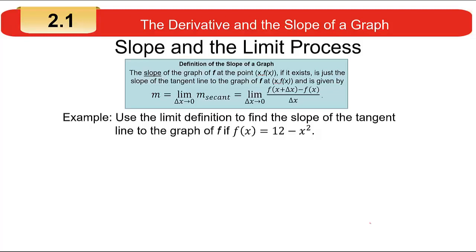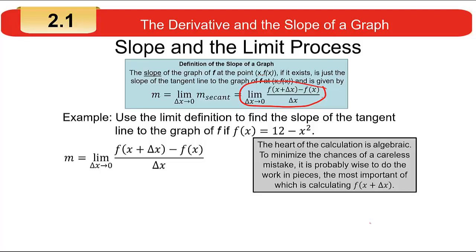So let's take this example. Find the slope of the tangent line to the graph of f of x equals 12 minus x squared. Well, the first thing you have to do is write down the formula. The slope of the tangent line is given by that limit. My suggestion, because of the ease of making careless mistakes, is to take bite-sized pieces of this and do the calculation in pieces.